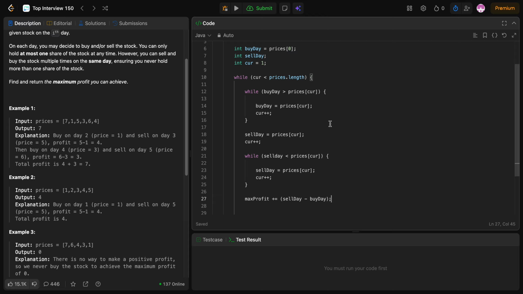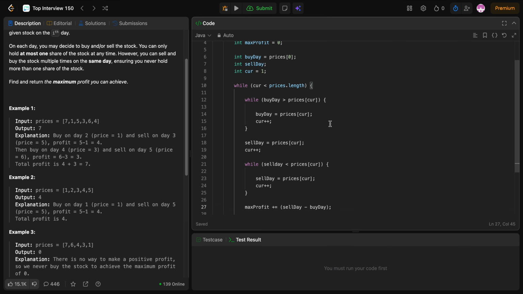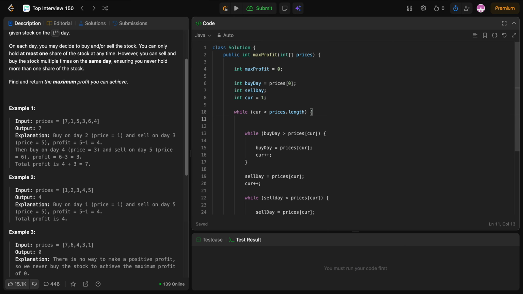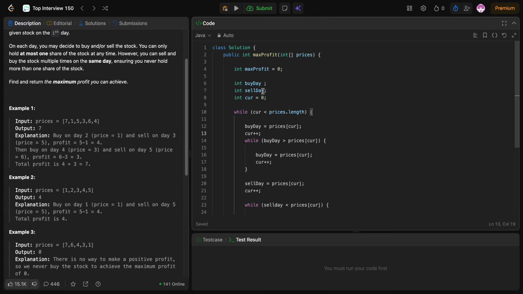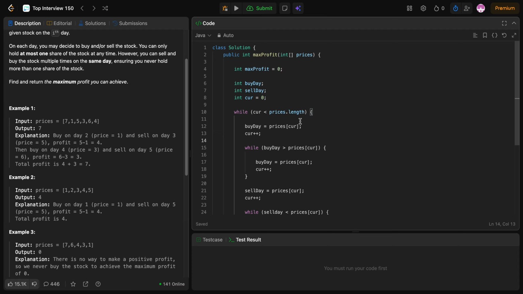So now, okay, so yeah, I guess all we have to do is let's initially set car to 0, and let's set buy day equals prices at car initially to 0, and then we'll do car plus plus.